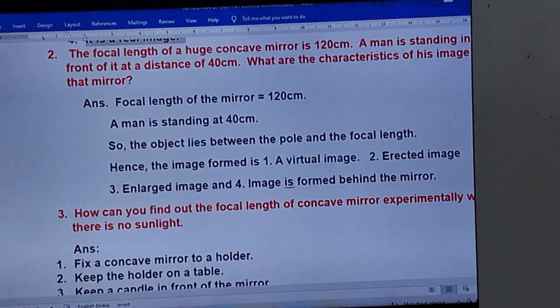Now let us see the second question, children. The focal length of a huge concave mirror is 120 centimeters. A man is standing in front of it at a distance of 40 centimeters. The question is, what are the characteristics of his image?